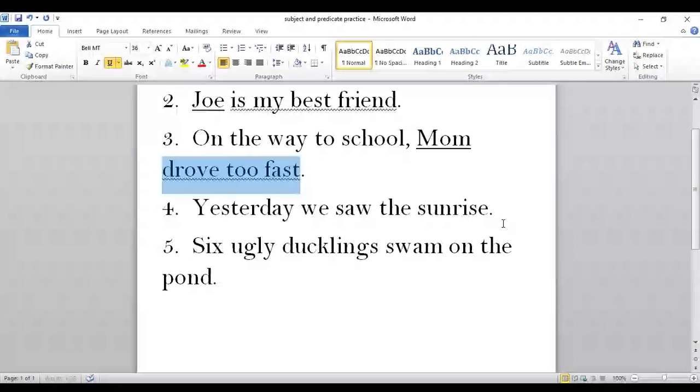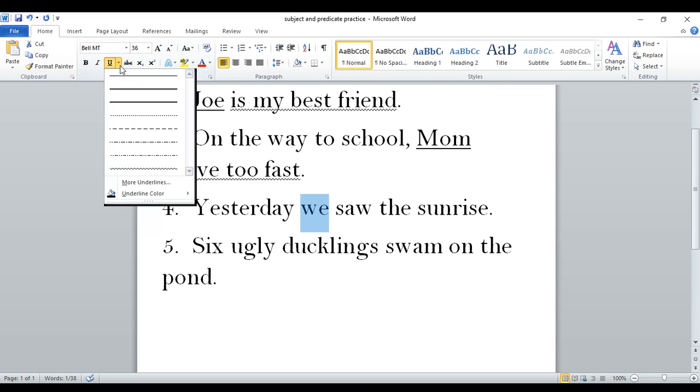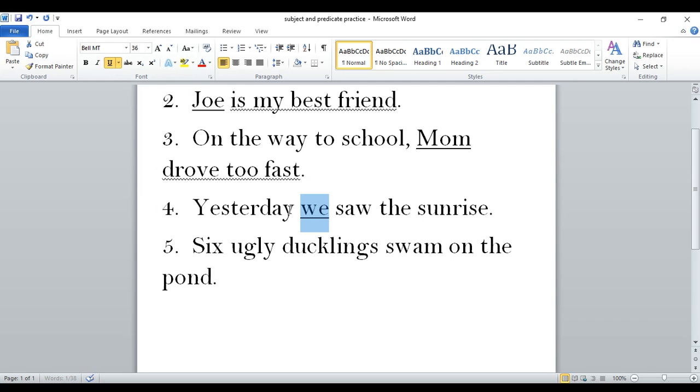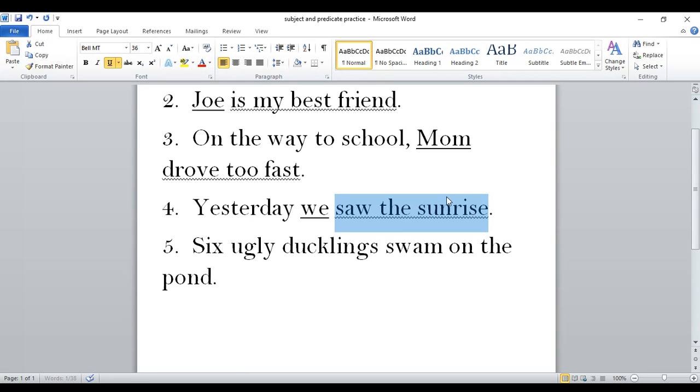And let's look at this sentence. Yesterday we saw the sunrise. Who or what is this sentence about? Well, it's about we. We saw the sunrise. So we are going to underline that. That is our subject. What did we do? We saw the sunrise. So that is our predicate.